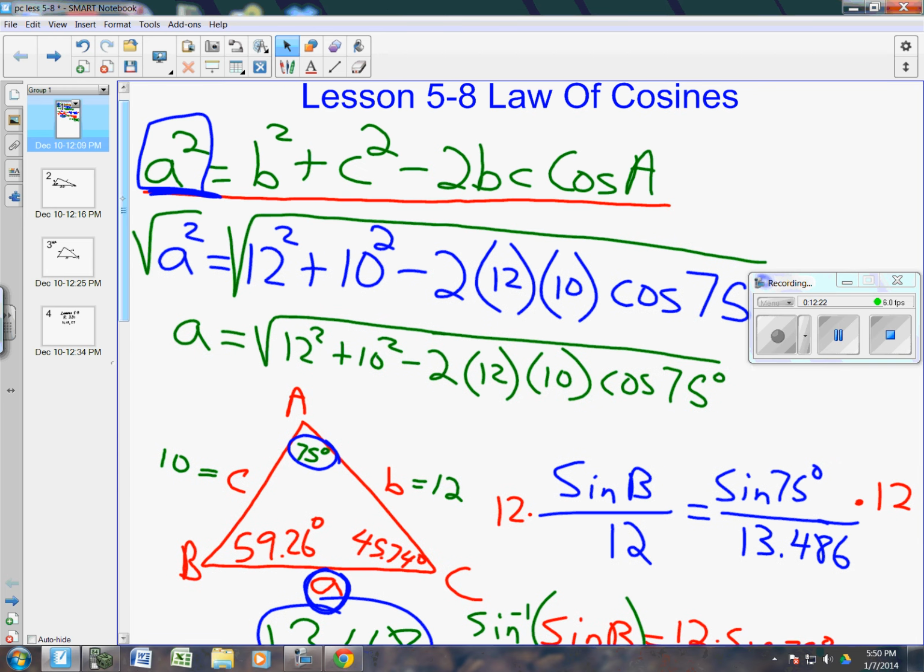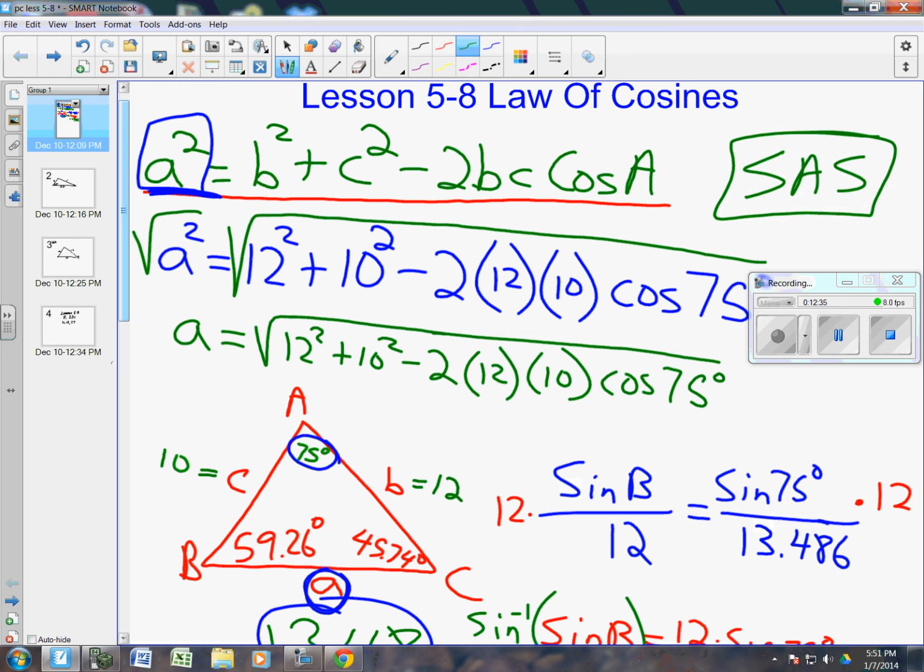Okay, so that is using the law of cosines when I have a side angle side. Keep in mind we had a side angle side for this problem. We use the law of cosines in that manner.